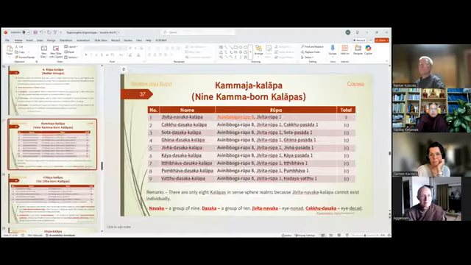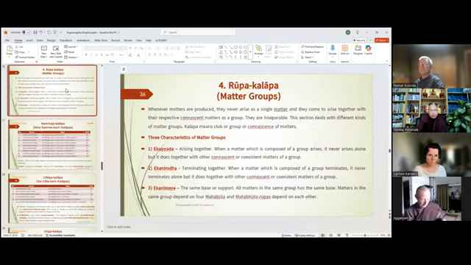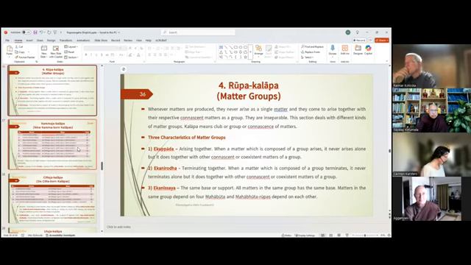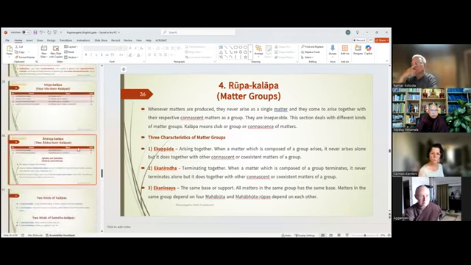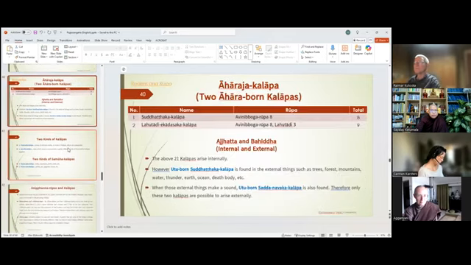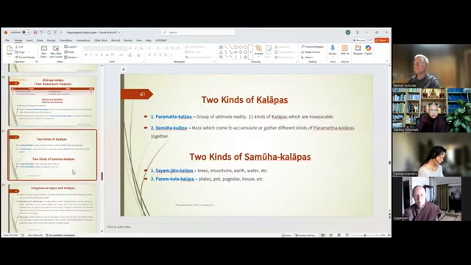Okay, so last week we have already finished the Rupa Kalapa, not finished yet, yeah, but the Kamaja Kalapa, Chedaja Kalapa, Uduja, Aharaja Kalapa, and two kinds of Kalapa, so that's finished, yeah.